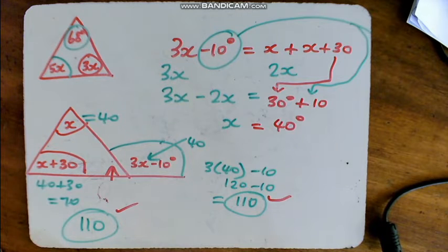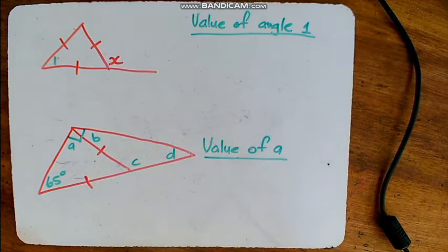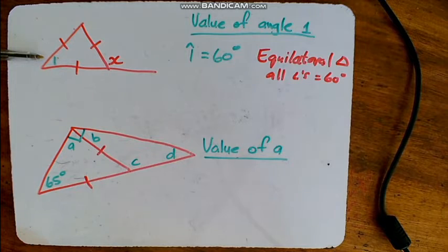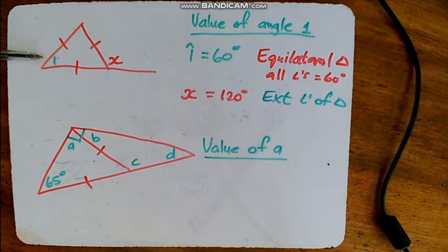Correct. Now, looking at the first triangle over here, we want to first work out the value of 1. You might be thinking that angle 1 is equal to 60 degrees. Why? Because this is an equilateral triangle. All angles are equal to 60 degrees. Therefore, the outside angle is an exterior angle. x is equal to 120 degrees.